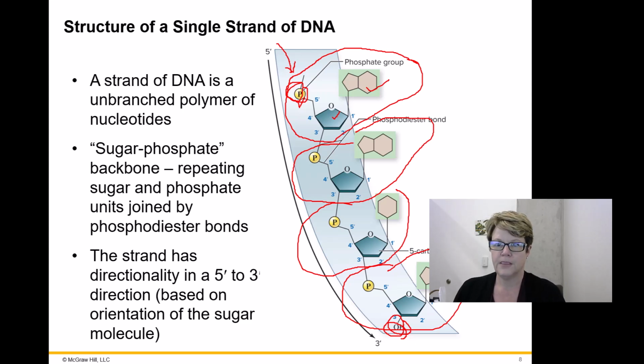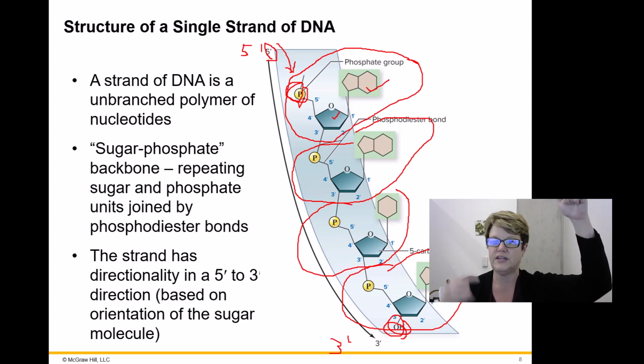hydroxyl group. So we always call the end with the free 5' phosphate, we just shorten it, we call it the 5' end. 5 with a little mark, 5'. And the end that has the free 3' hydroxyl group, we call that the 3' end. And so we write 5' at one end, and at the other end we write 3'. So one end has to have the free 5' phosphate, and the other end has to have the free 3' hydroxyl.